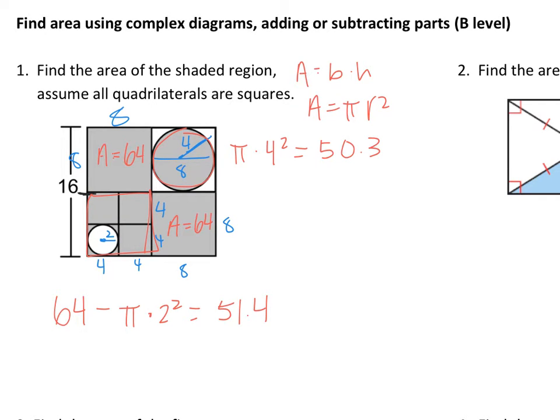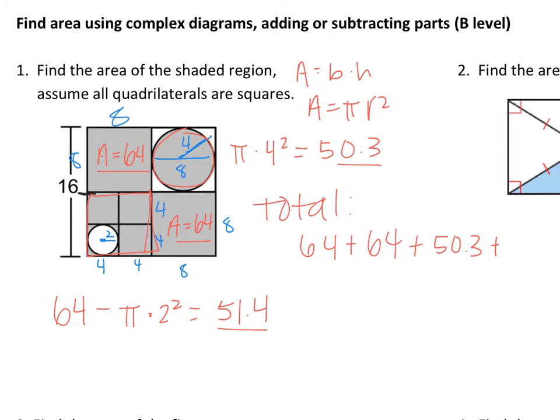So those 4 red totals, those are the 4 quadrants of this shape here. So I'm just going to add them all up. So total, we have 64 plus 64 plus 50.3 plus, I'm going to go down a line, 51.4. Add those all up, and our total is 230.1.